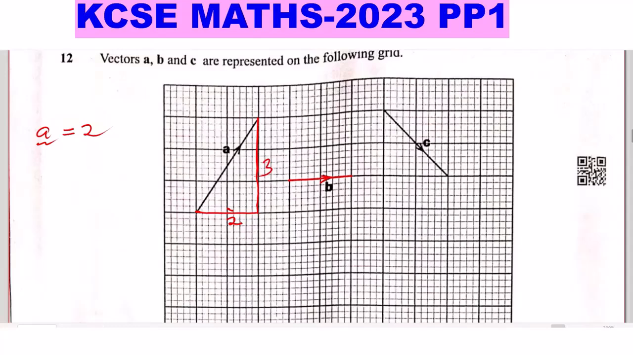So if you write this one in column form, vector A will be given by 2 squares displacement to the right, that will be 2. Then upwards, positive on the y-axis, there are 3 squares. So that is (2, 3).